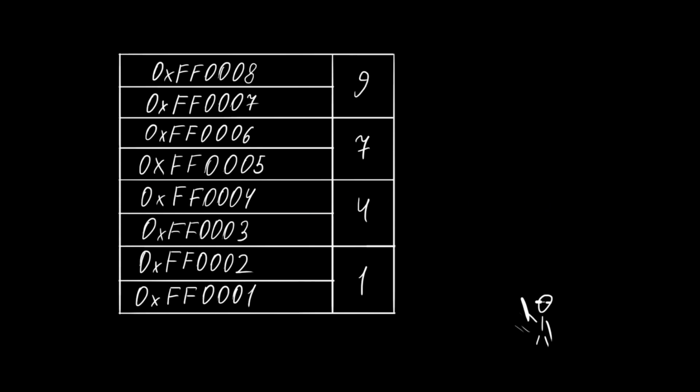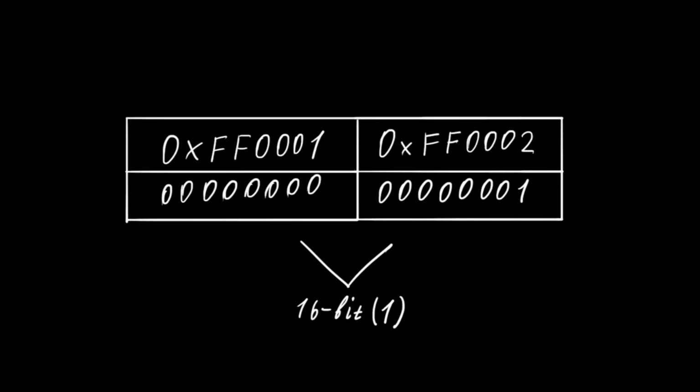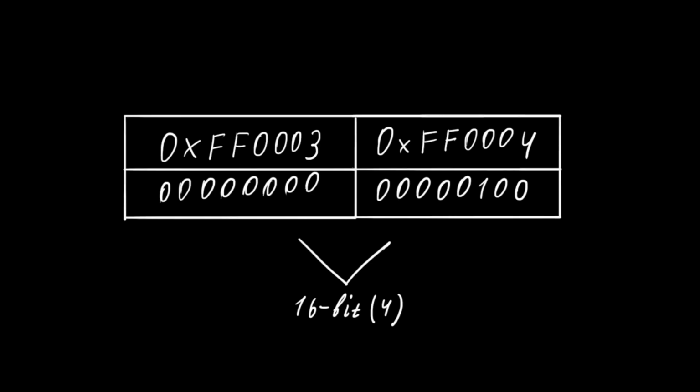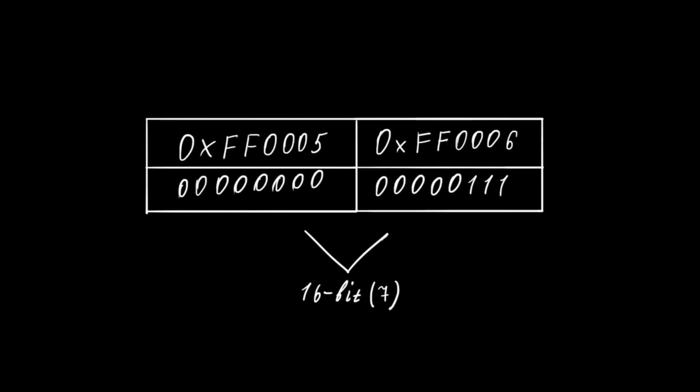First, 2 addresses store value 1. Using binary and 16-bit, value 1 would look like this. One address stores 1 byte and the other one stores the other byte. Next 2 addresses store value 4. Then goes 7 and 9.